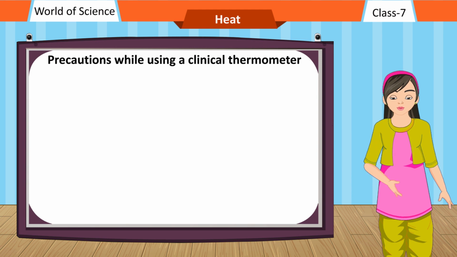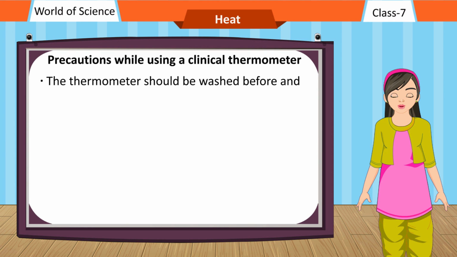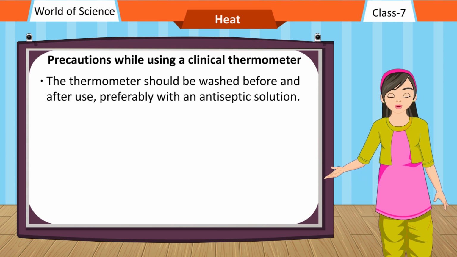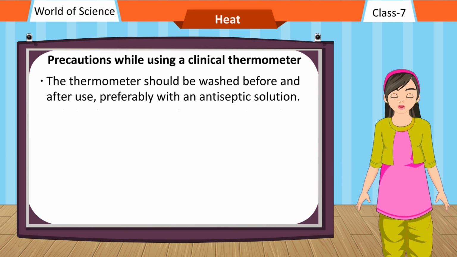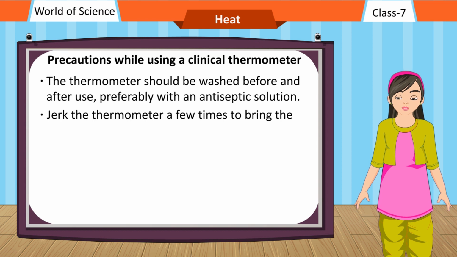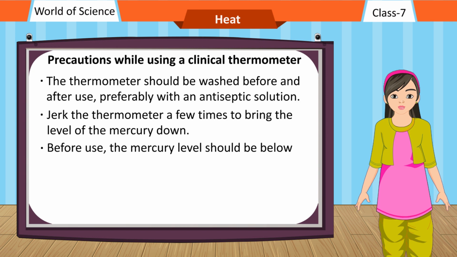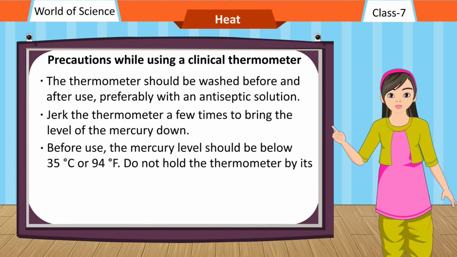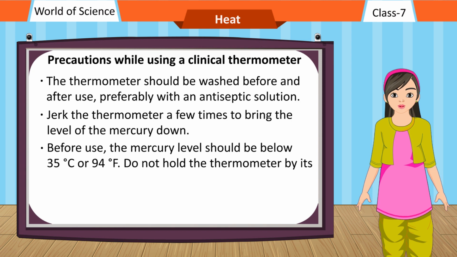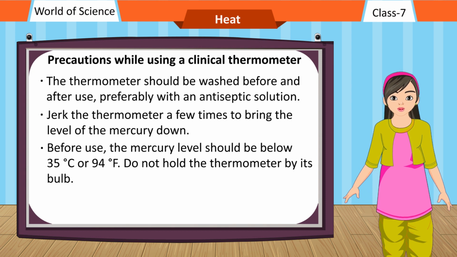Precautions while using a clinical thermometer. The thermometer should be washed before and after use, preferably with an antiseptic solution. Jerk the thermometer a few times to bring the level of the mercury down. Before use, the mercury level should be below 35 degrees Celsius or 94 degrees Fahrenheit. Do not hold the thermometer by its bulb.